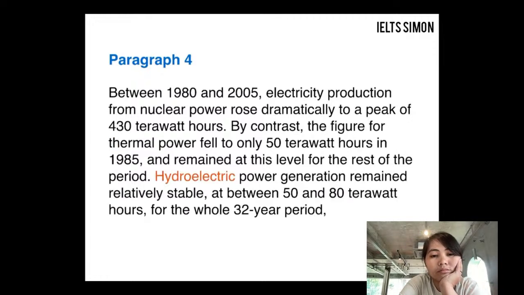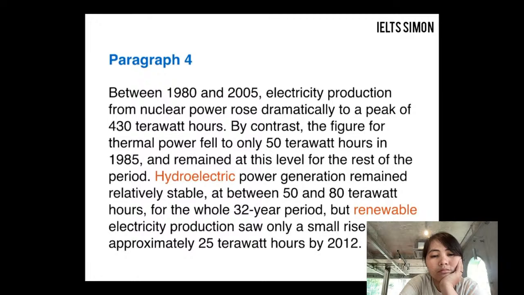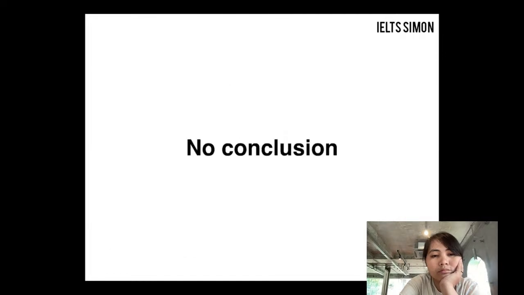Next, hydroelectric power generation remained relatively stable at between 50 and 80 terawatt hours for the whole 32-year period. But renewable electricity production saw only a small rise to approximately 25 terawatt hours by 2012. That's paragraph 4 finished, and we finished the whole report. It's done. Remember, there is no conclusion in writing task 1. We've already done a summary. You can put the summary at the end if you want, but write summary, don't write conclusion.